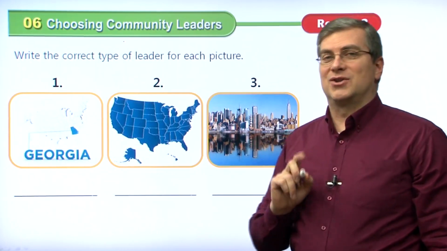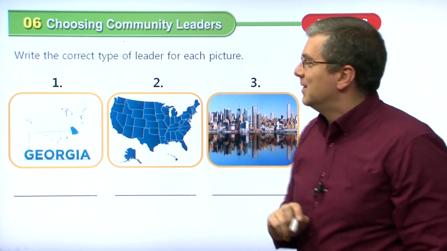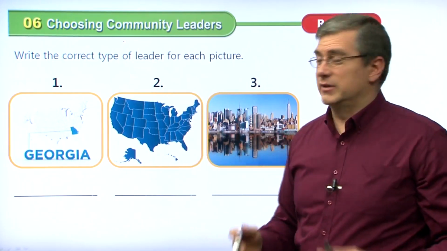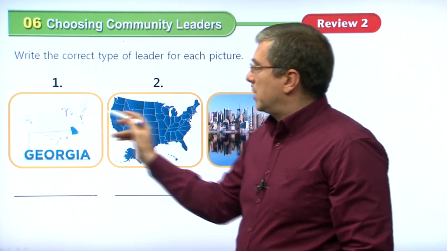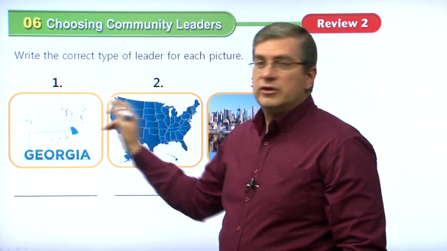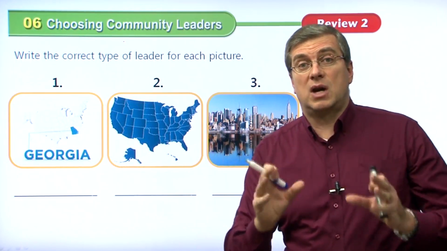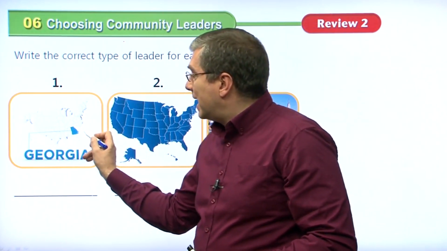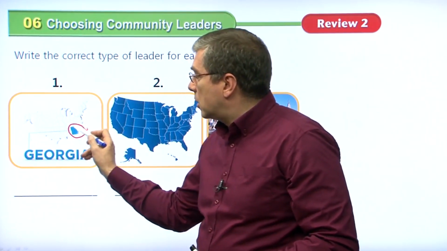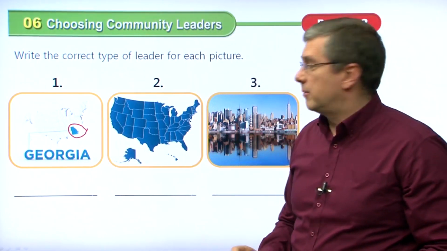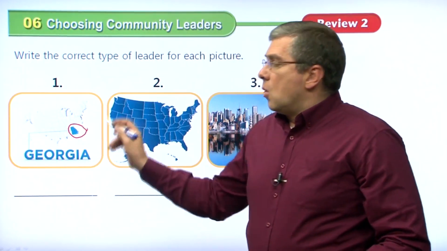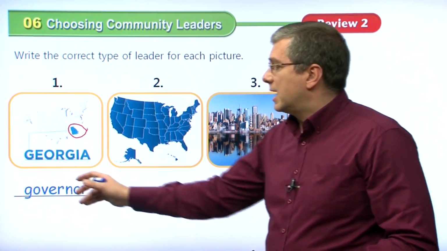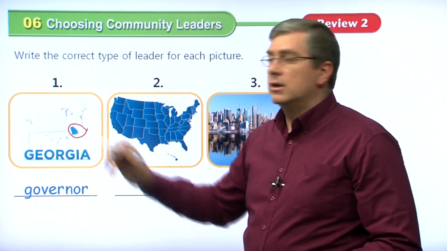And now we have a question. I hope you paid attention to the last slide. Okay, write the correct type of leader for each picture. We just covered this, so this should be easy. Now let's take a look at our pictures, 1, 2, and 3. We have pictures showing the different regions we just talked about. Number 1 is Georgia. By the way, Georgia is a state. It's a state over here on the east coast of America, southern east coast of America. That is a state. What did I just say the leader of a state is? The leader of a state is a governor. So a governor is the leader of a state.